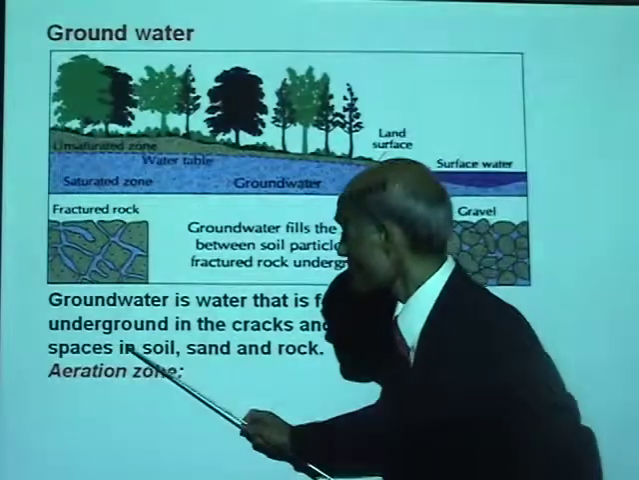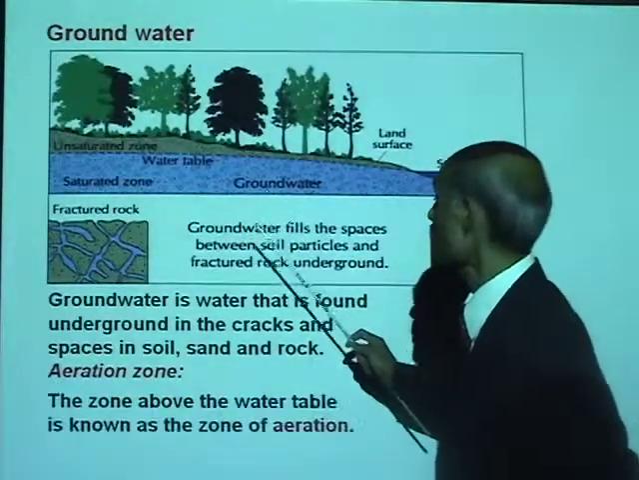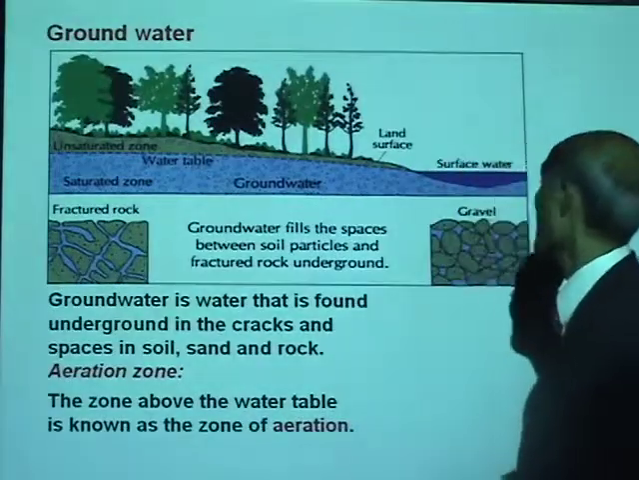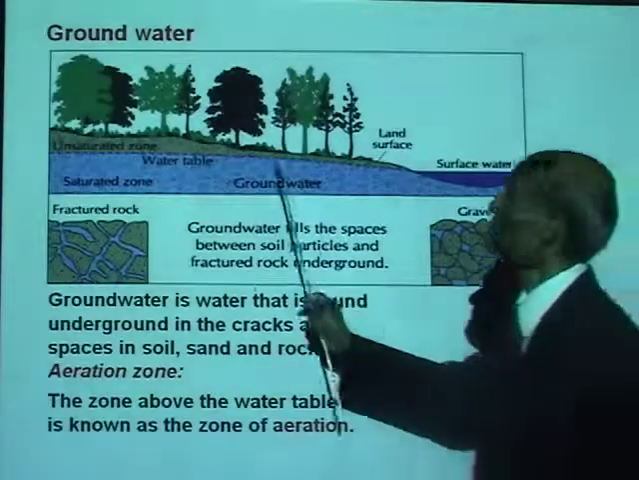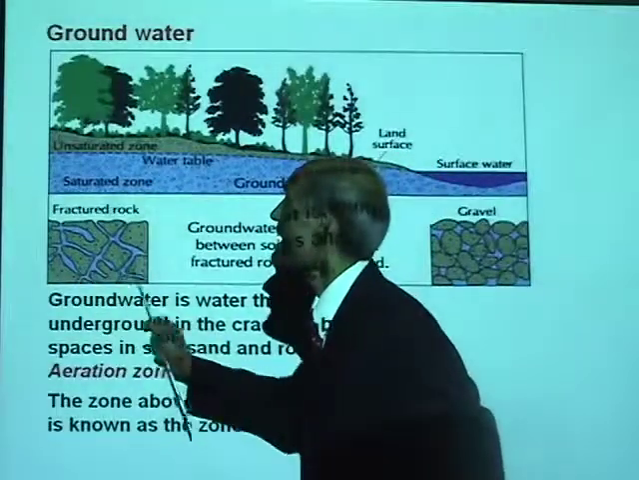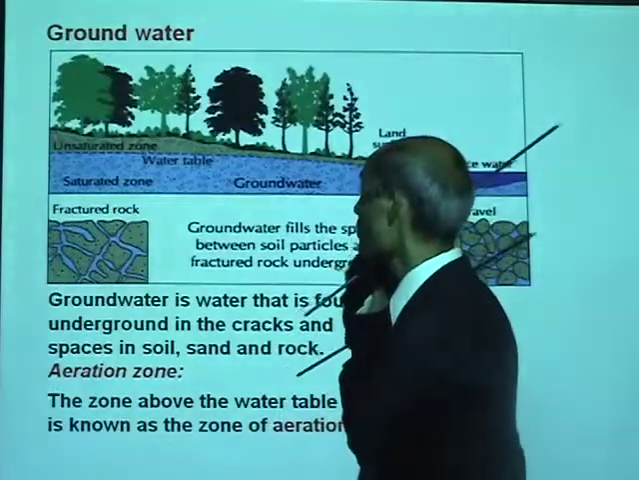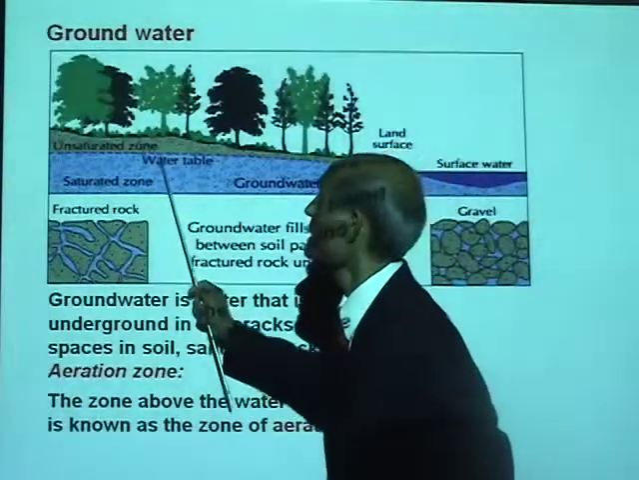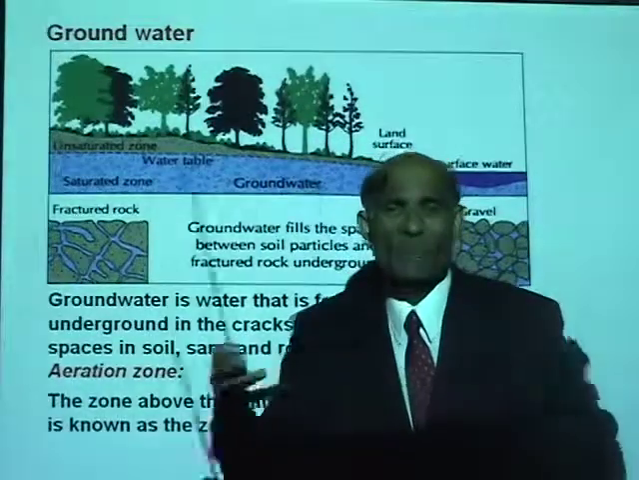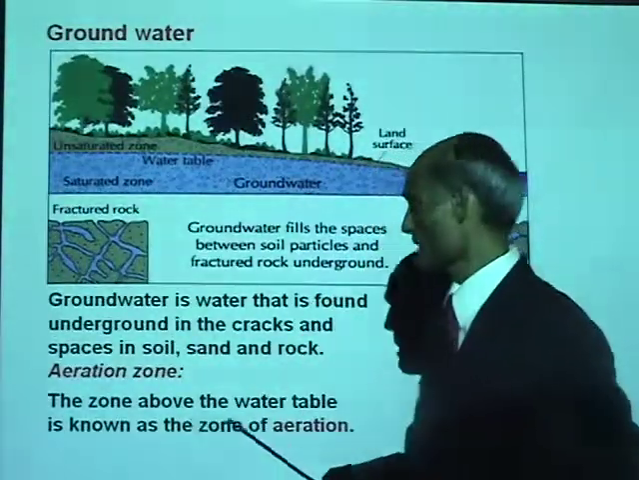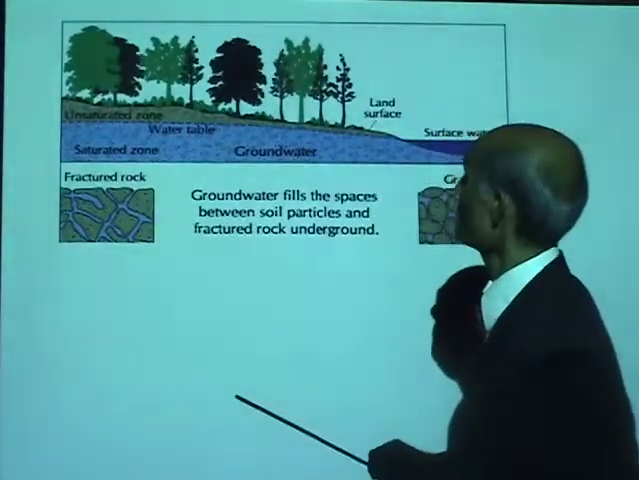Now, what is the aeration zone? The aeration zone is the zone above the water table. Now, you can see the water table is the layer of the surface of the earth that is almost saturated with water. And the layer above that is the aeration zone. Is that right? And that is known as the aeration zone.